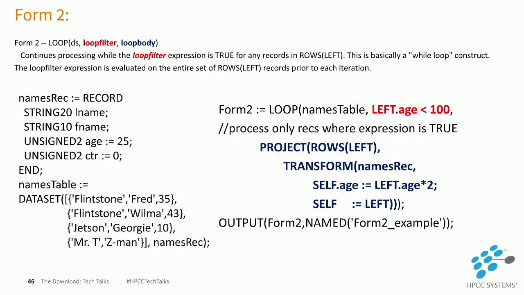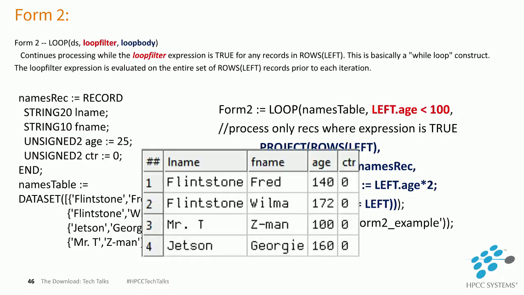In this case, we've got an inline loop body that's just using project and then multiplying the age by 2 and then moving all the other values over to the output. So we're just concerned here with age in this simple expression, and we're only going to continue processing records whose age of the previous loop is less than 100.